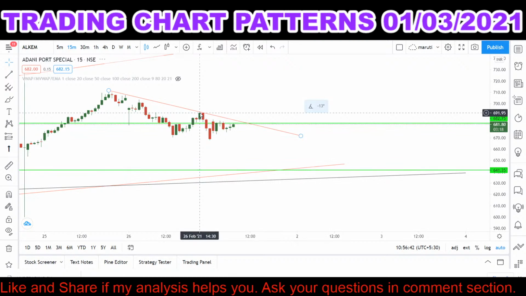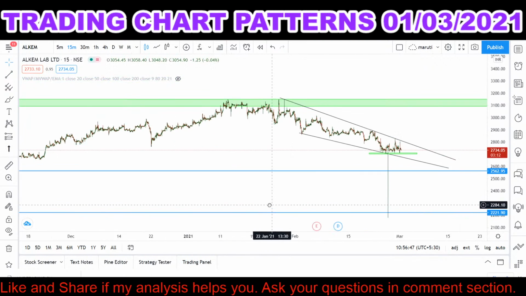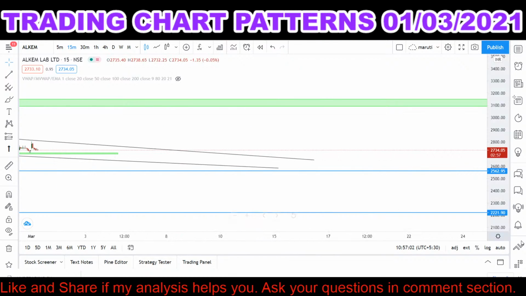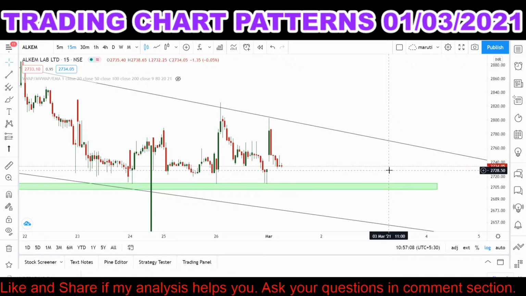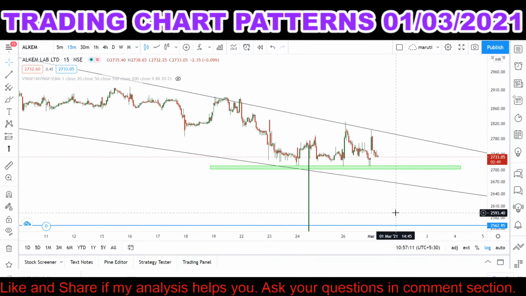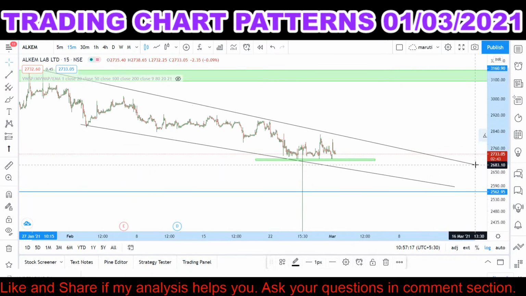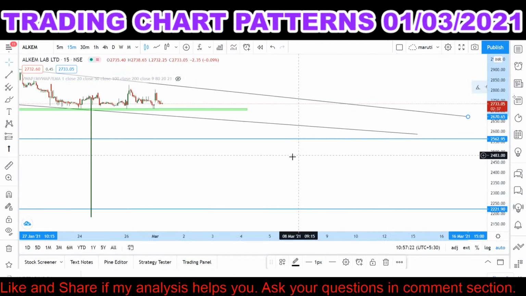Next stock, LKM Lab. This stock is forming a falling wedge kind of a pattern, and it is falling with a good amount of volume also. The very first candle was a bullish candle. This was my resistance yesterday.